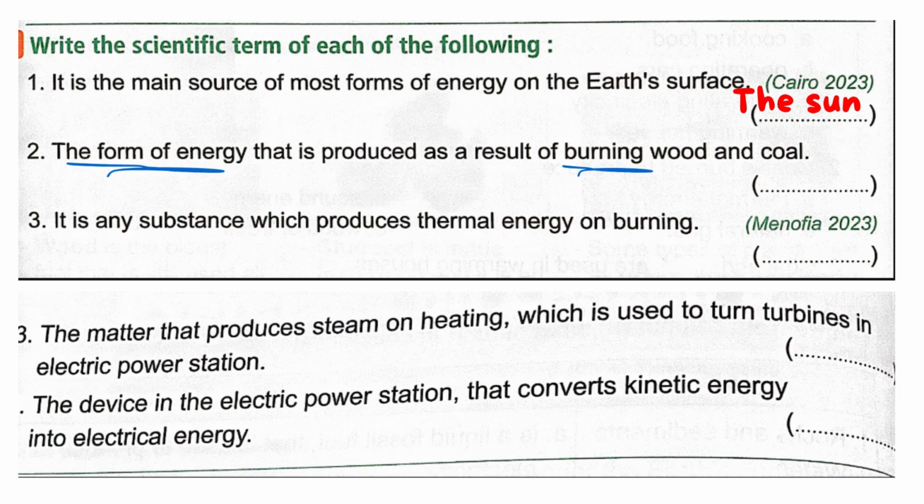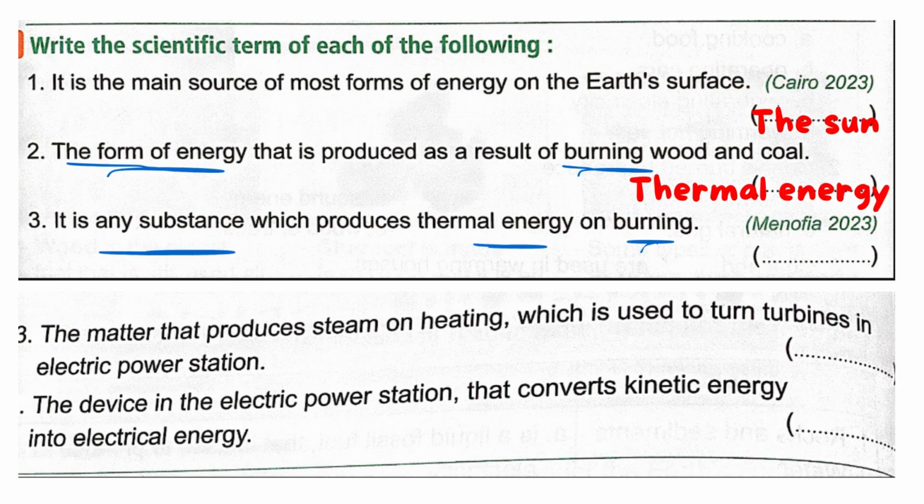Okay, we have here the second question. The form of energy that is produced as a result of burning wood and coal. So here, the question asks about the form of energy that is produced when we burn wood or coal. So here, this is thermal energy. Yes.